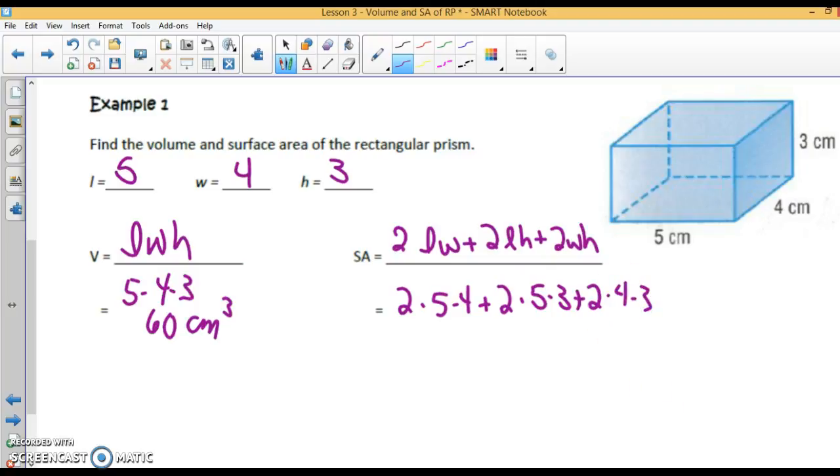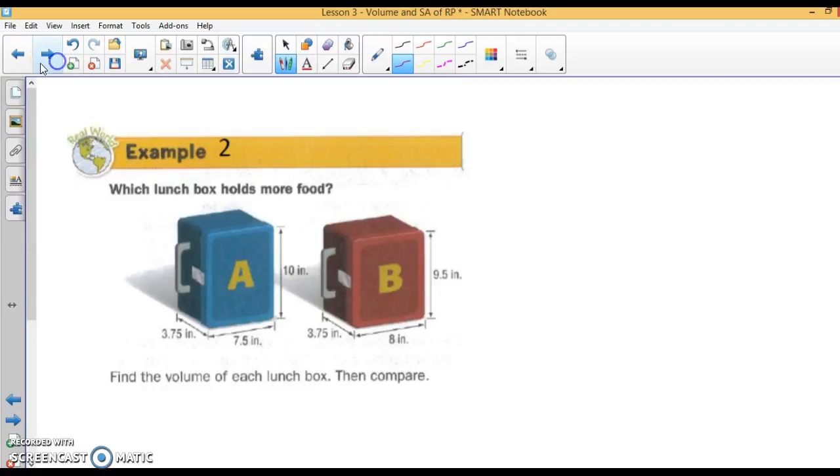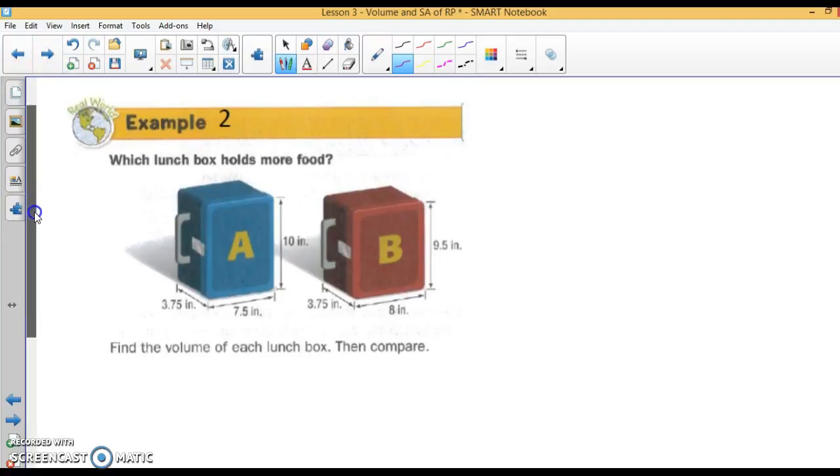If that makes sense, 5 times 4 is the bottom. I've got two of them, bottom and top. 5 times 3 is this space right here. I've got two of them, front and back. And 4 times 3 is this side, and I've got two of them. So basically finding the area of all of the rectangles and adding them together. You end up with 94, and the units are centimeters squared because it is area. All right.